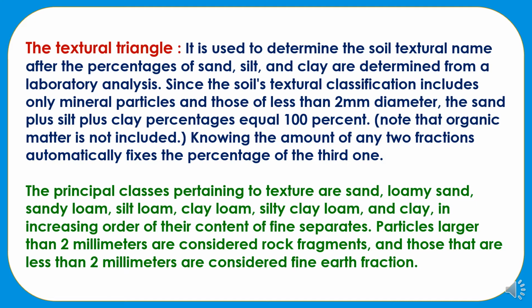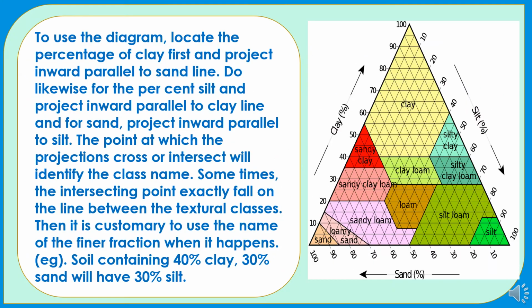The principal classes pertaining to texture are sand, loamy sand, sandy loam, silt loam, clay loam, silty clay loam and clay soils, in increasing order of their content of fine separates. Particles larger than 2 mm are considered rock fragments, and those less than 2 mm are considered the fine earth fraction. Here we have shown the textural triangle.